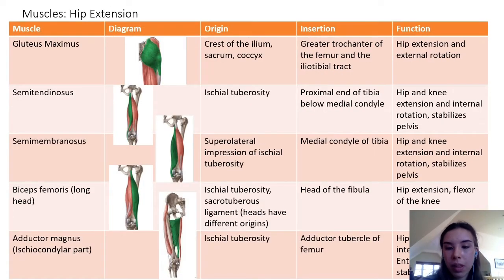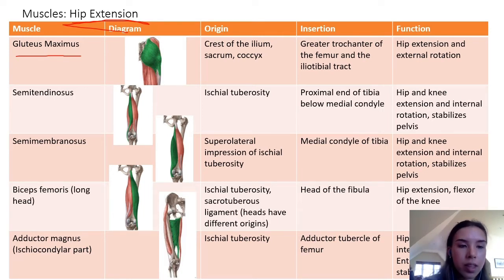So probably the most important muscle for hip extension is the gluteus maximus. It is a very big, large, and powerful muscle, and if you're someone who wants to really improve their speed while running or make sure you're preventing hip injury, I would recommend strengthening your glutes.